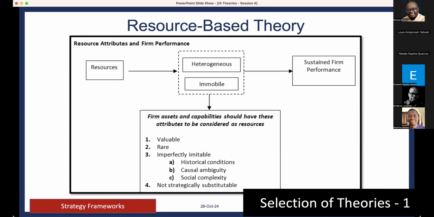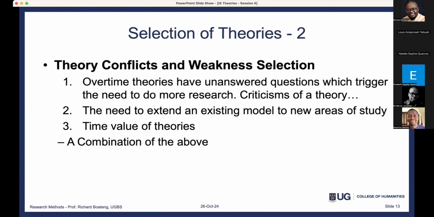So you are valuable, rare, imperfectly imitable, and not strategically substitutable. We cannot substitute it. If you have these things, then you can have sustained firm performance. So that's it.